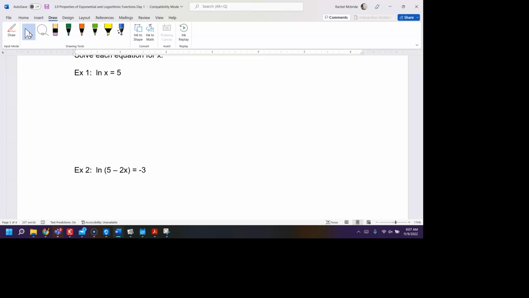You can solve using those same properties in reverse. So if we have ln x equals 5, how do I get rid of an ln? Okay. Example number 2. E both sides. Solve for x.